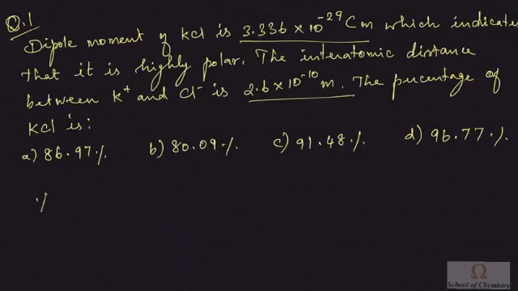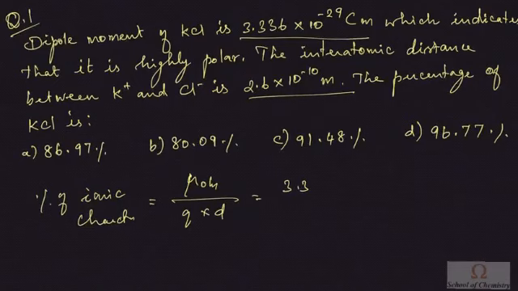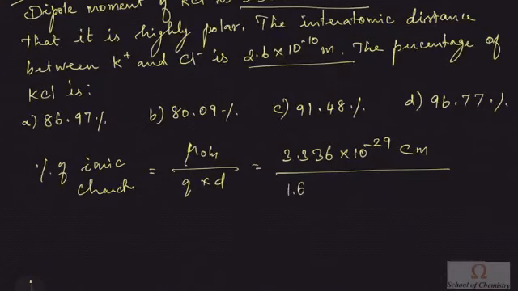So we know that percentage of ionic character is given by the formula mu observed by Q into D, right? Since the observed mu value is given in terms of coulomb meter, I need to take the value of Q in terms of coulombs. So it is 3.336 into 10 to the power minus 29 coulomb meter divided by 1.602 into 10 to the power minus 19 coulombs into 2.6 into 10 to the power minus 10 meter, and this should be multiplied by 100 so as to get the percentage.